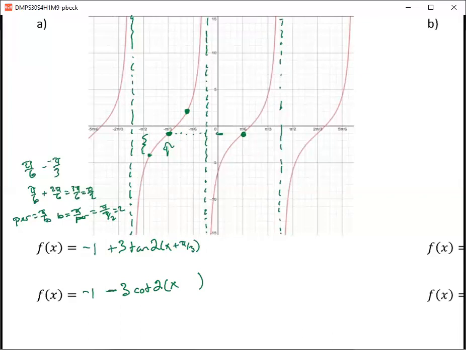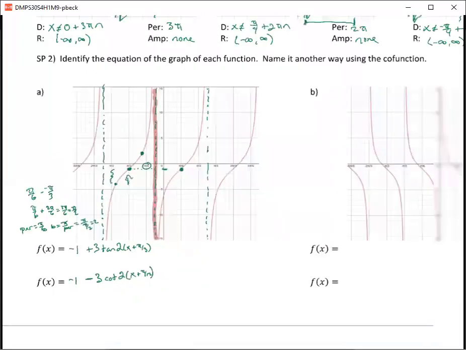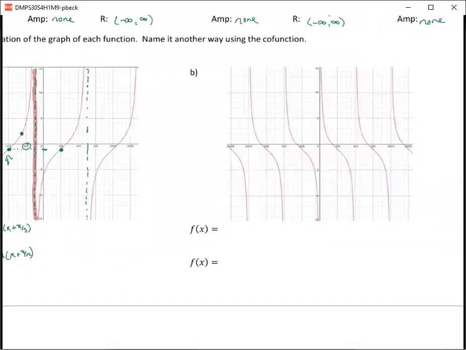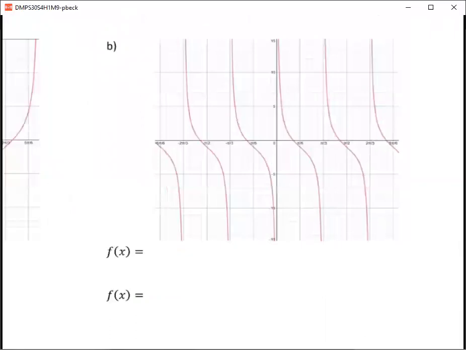Now, what is our shift? This is where I'm just going to identify one of these asymptotes, and this is going to be the easiest one for me to look at. This is a shift to the left, pi over 12. So we would write this as plus pi over 12. And I got pi over 12 because it's half of pi over 6. So for this one, this looks like a positive cotangent graph. So I'm going to start this off as a positive cotangent graph.